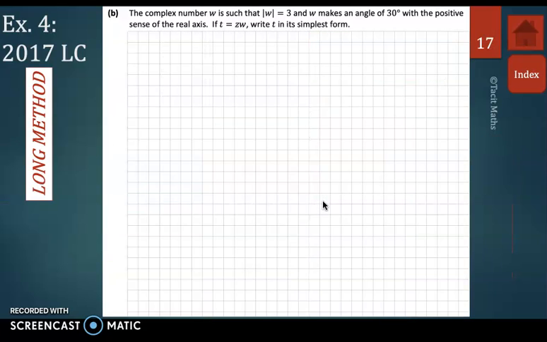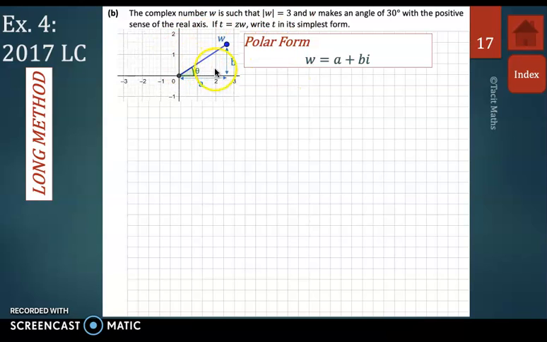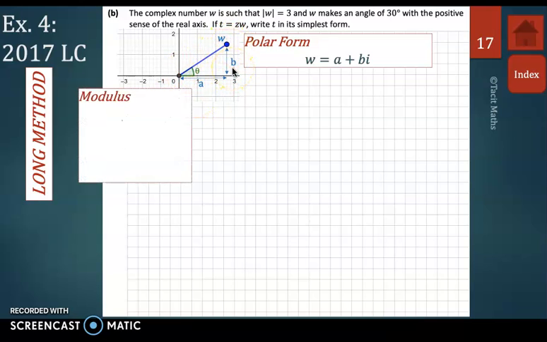Now, a longer method to do this would have been, if you don't know what w is, you just write it as a plus bi. We know that the modulus is 3, so you could draw out the diagram, with a and b, and express the modulus in terms of a and b. So we know it's equal to 3, and if we get rid of that square root, we get an equation with a and b.